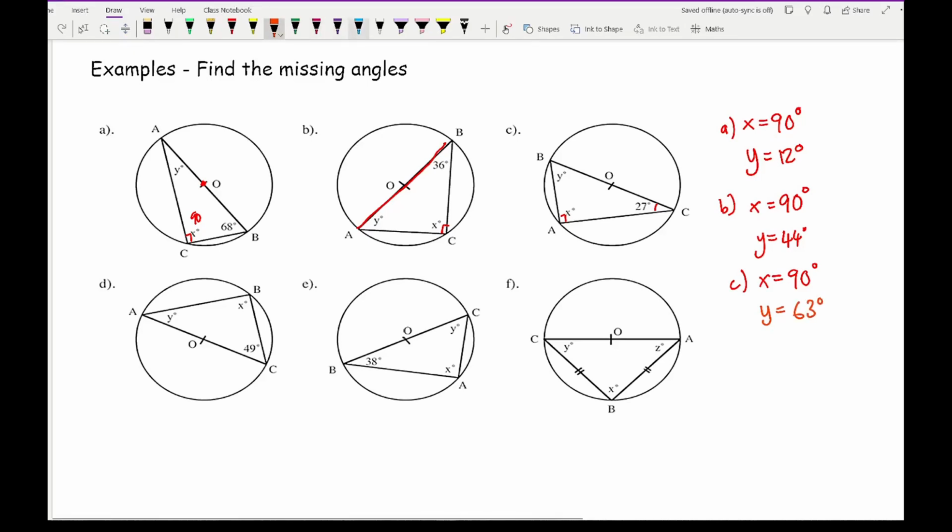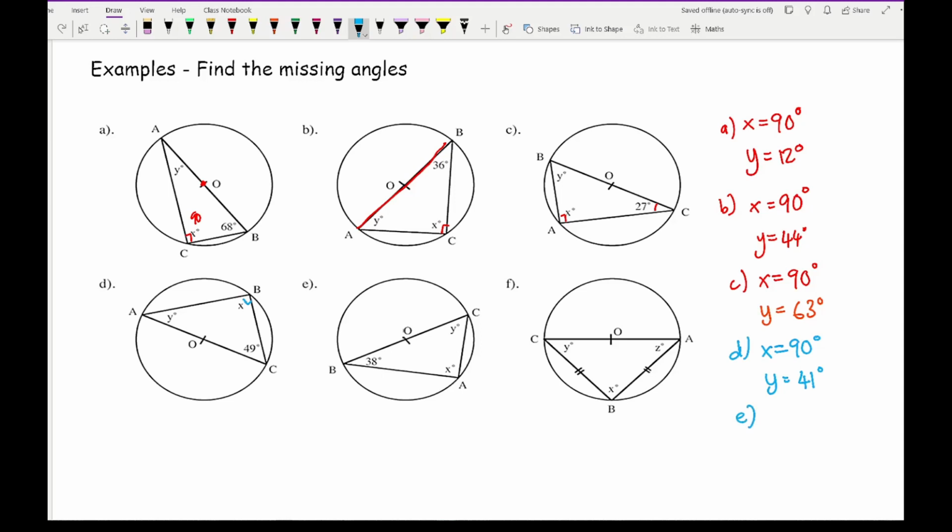And then looking at D, again the opposite angle to the diameter is going to be 90 degrees, so X equals 90, and then to work out Y, all I need to do is 180 take away 49, which gives me an answer of 41. Well, actually plus 90, don't forget, from 180.